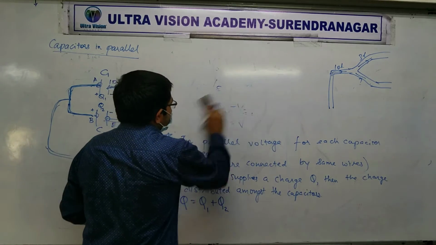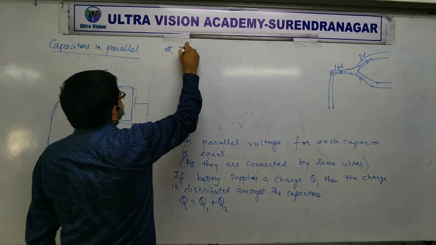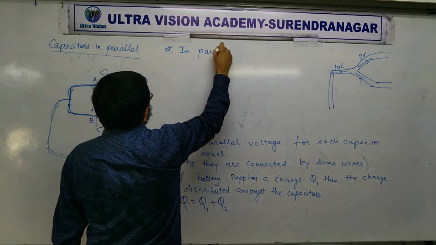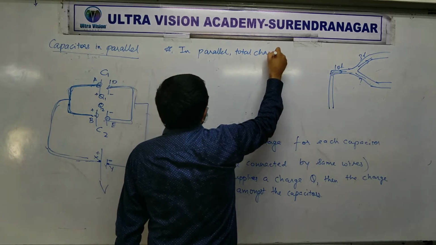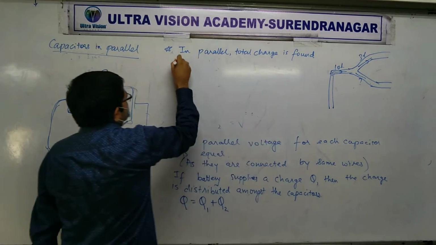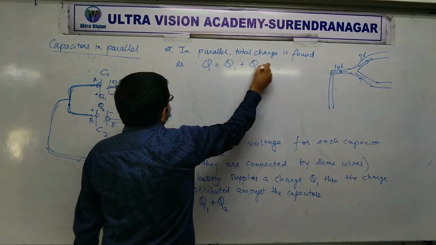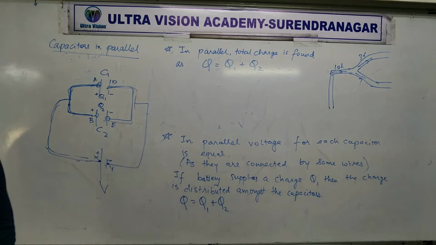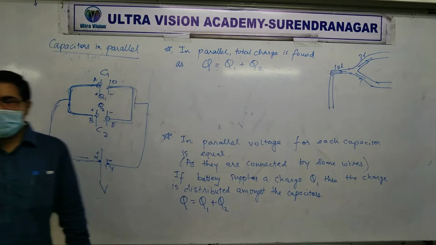Now this is also a very useful relation. Let's write it clearly. Again, it's an important thing that in parallel, the total charge is found as Q is equal to Q1 plus Q2. Understood?